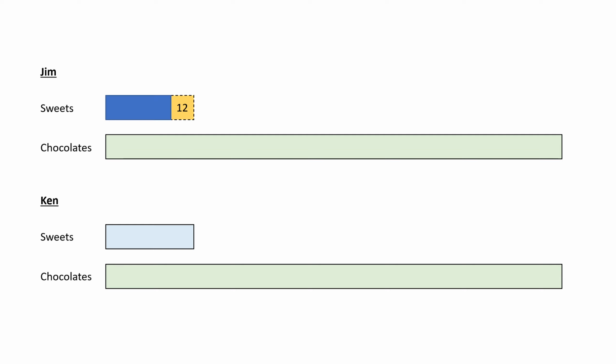But Jim ate 12 sweets. So we have to reduce the bar for Jim's sweets by 12. That's highlighted by the yellow square box with the number 12 inside. But do remember that after we subtract the 12 sweets, what Jim has left will be this dark blue block. And if you add 12, that will be equal to the light blue block, since both had equal numbers of sweets at the beginning. So we will call the dark blue block 1 unit.